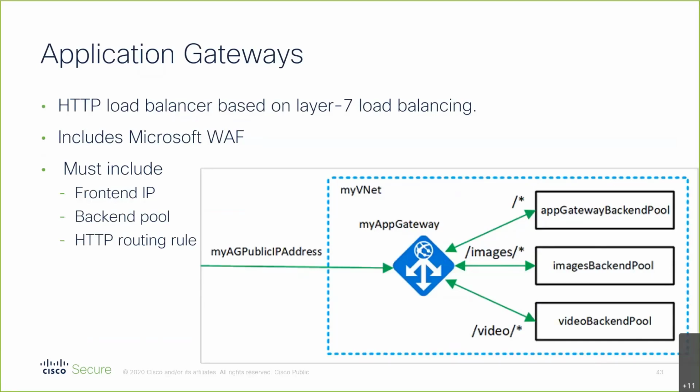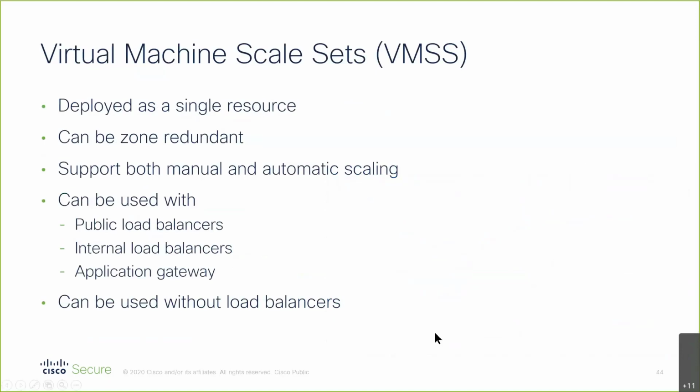And the VMSS, and this is actually a good place to finish today, because this is sort of where we're going to start on the next lecture. They're deployed as a single resource. They are a pool of identical VMs that you can use almost always with a load balancer, and you have scaling, manual and auto scaling. For the VMSS, we'll look much more closely at this when we talk about the scalable security designs.